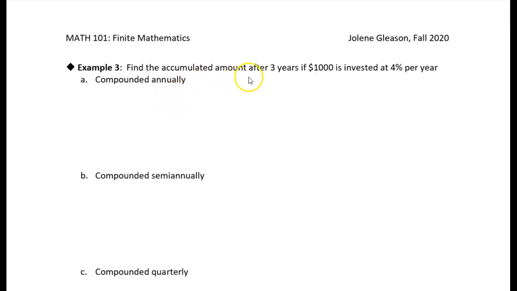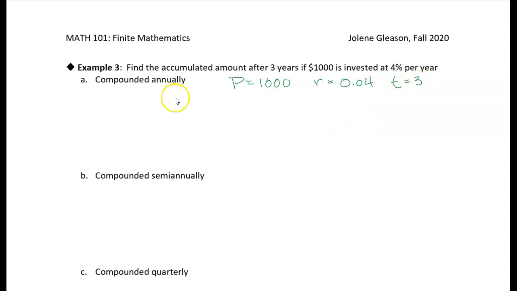All right, so we're supposed to find the accumulated amount after 3 years if $1,000 is invested at 4% per year. The principal is going to be $1,000. That's the amount we're starting out with. The nominal interest rate is 0.04, so 4% per year. And then t is equal to 3 years.